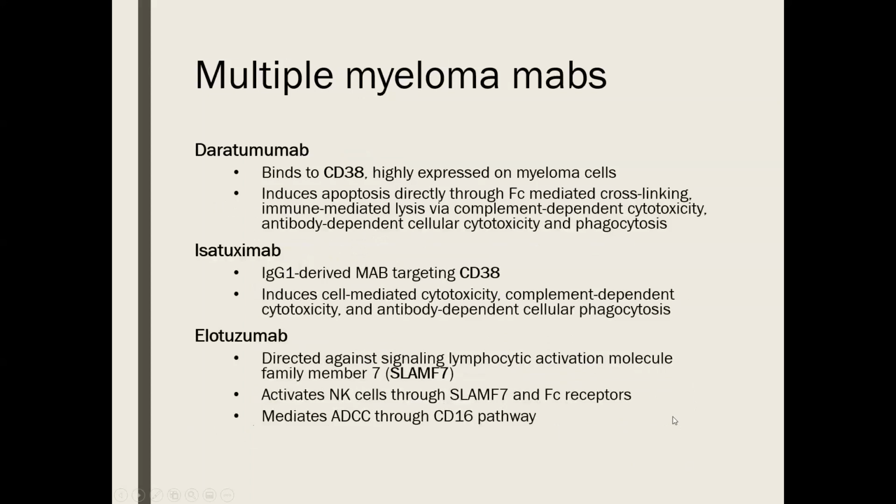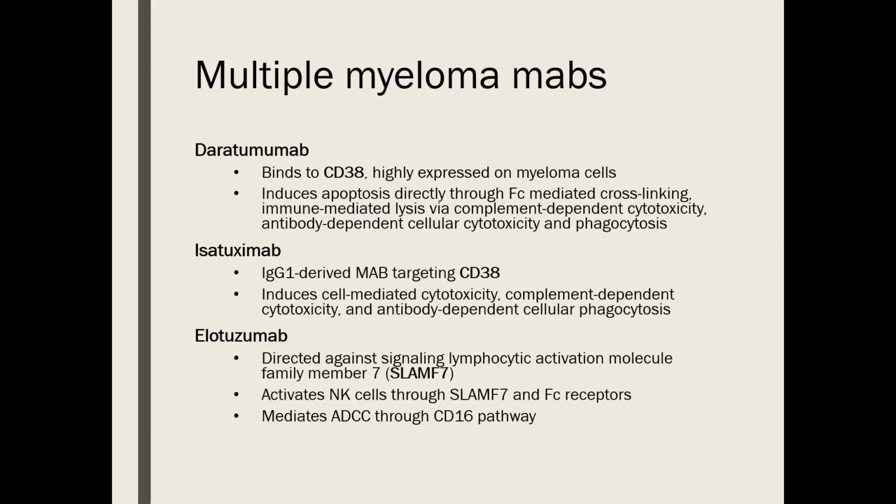Next, we'll transition to some of the multiple myeloma monoclonal antibodies. We've got 4 to discuss, 3 on this slide. The poster child for myeloma mAbs at this point is daratumumab. Daratumumab binds to CD38, which is highly expressed in myeloma cells. It induces direct apoptosis via cross-linking, immune-mediated lysis via complement, as well as antibody-dependent cellular toxicity and phagocytosis.